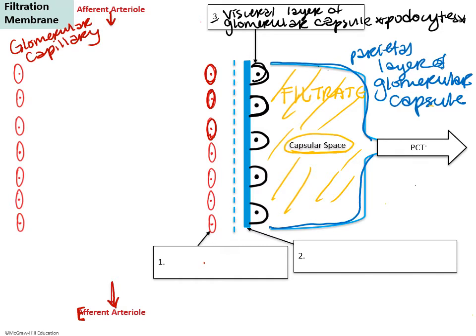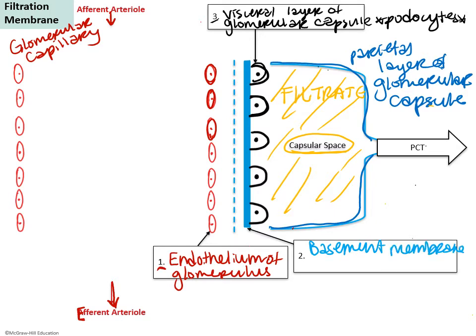Let's go ahead and label the other 2 things that make up our filtration membrane. So arrow number 1 here, these are the endothelial cells of our glomerular capillaries. So endothelium of the glomerulus, and you can put glomerular capillaries, really whatever you want. We will have different areas of the filtration membrane for each of those glomerular capillaries. Then number 2 right here is going to be the basement membrane of the glomerulus. So that's what that guy is there.